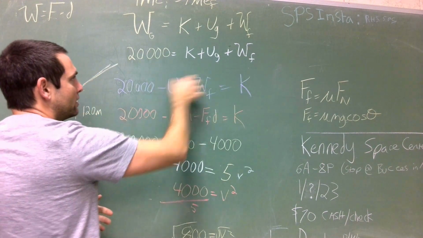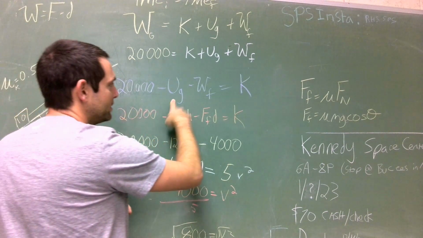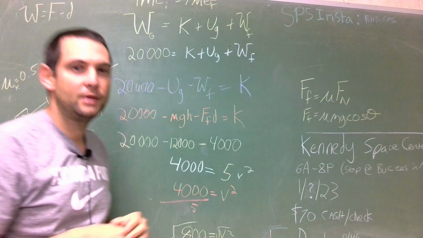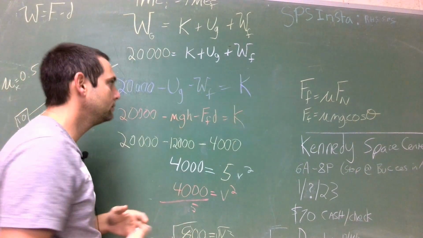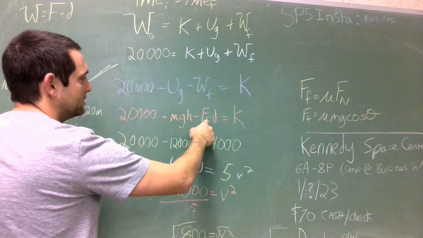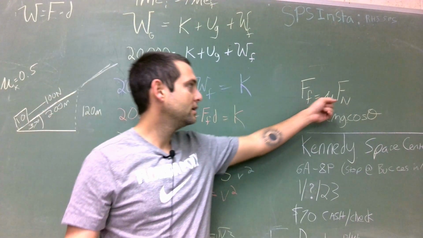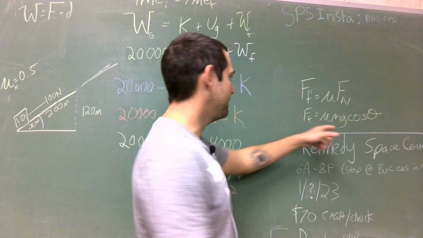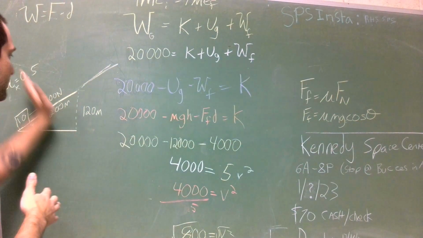Moving my gravitational potential energy and my work done by non-conservative force to the other side, I get 20,000 minus gravitational potential minus work done by friction equals my kinetic energy. I left kinetic energy all by itself because we're looking for speed, and there's a relationship between speed and kinetic energy, right? 20,000 minus mgh minus frictional force times displacement. Remember, we're on an incline, so our frictional force is given by the equation mu times Fn. And in this case, Fn is going to be mg cosine theta because it's perpendicular to the ramp.